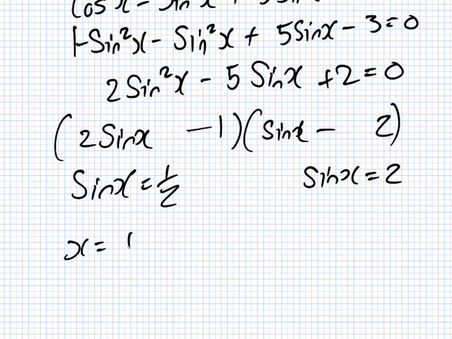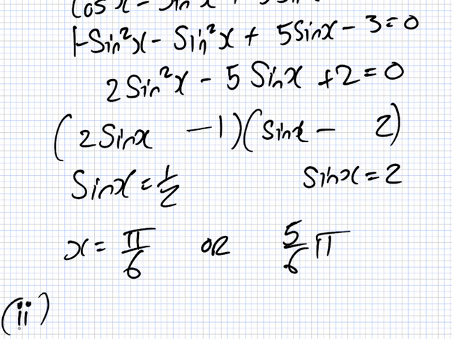Sine inverse a half is pi over 6. And now, to get the second answer, it's pi minus the first answer, so 5 over 6 pi. And that takes care of part 1. Part 2.